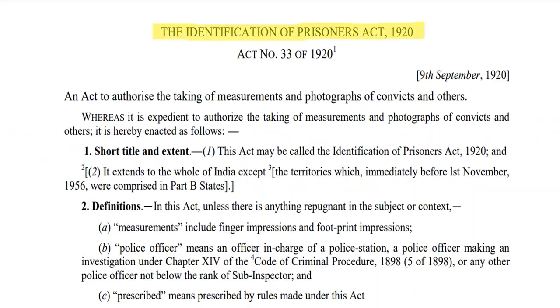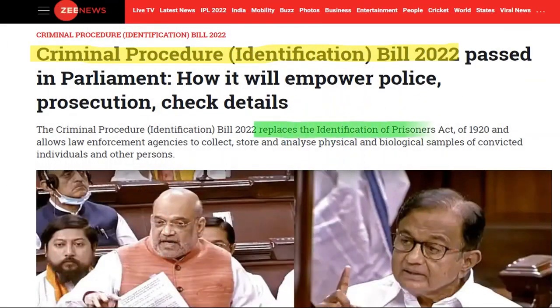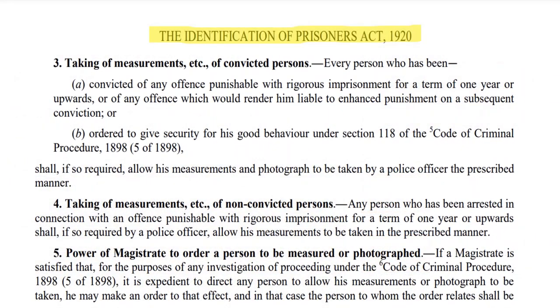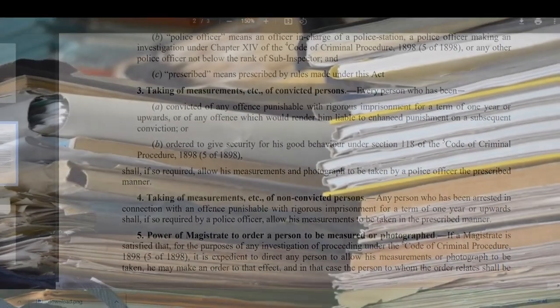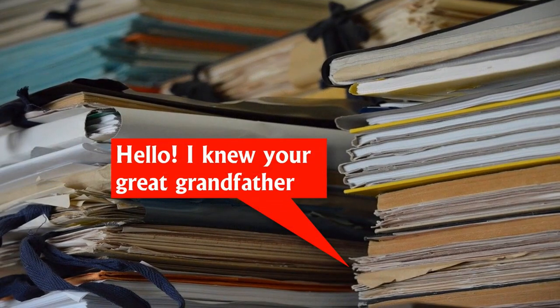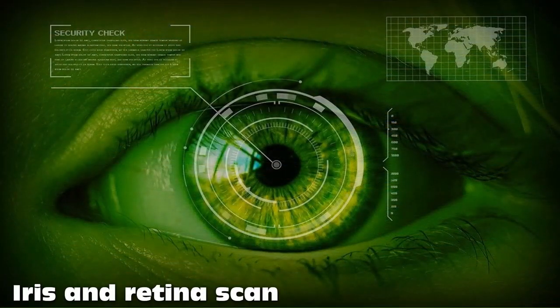Now let us look at the provisions of this bill. The bill proposes to replace the Identification of Prisoners Act of 1920. The 1920 Act allowed only the collection of photos, fingerprints and foot impressions after magisterial order. Back then, the technology to collect biological samples was not available. But today, with scientific progress, we can collect even iris and retina scans.